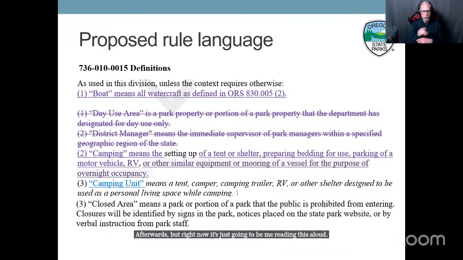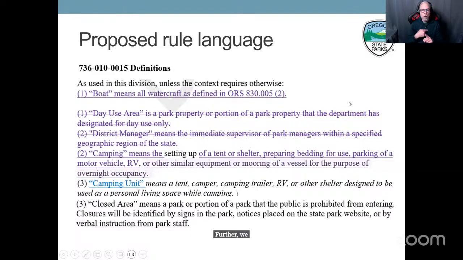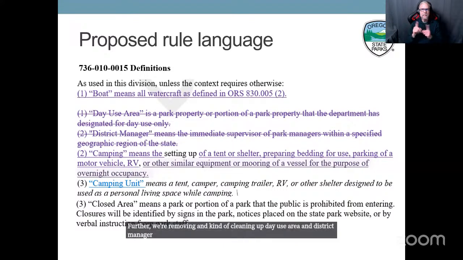So under the definition section of Oregon Administrative Rule 736.010.0015, number 1, we have the word boat. Updated, it means all watercraft as defined in the Oregon Revised Statute 830.005, Section 2. Further, we're removing and cleaning up day use area and district manager. We're making this more alphabetical, so those definitions will be further down the page.